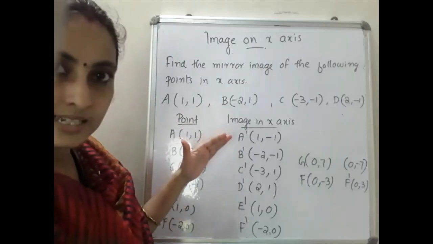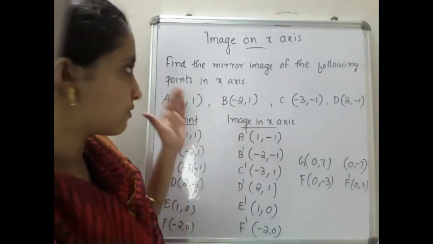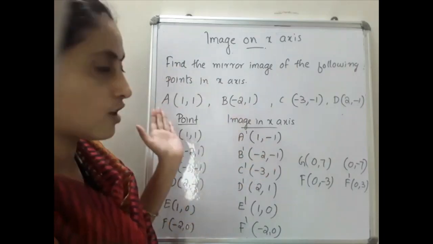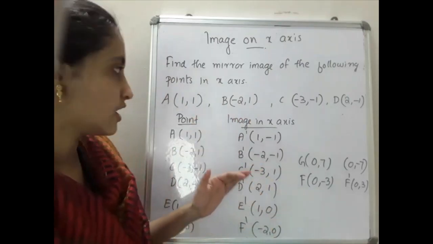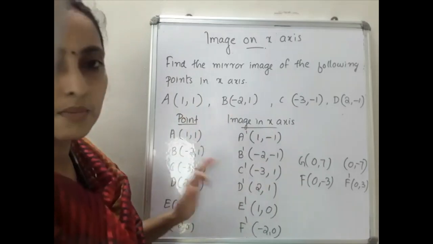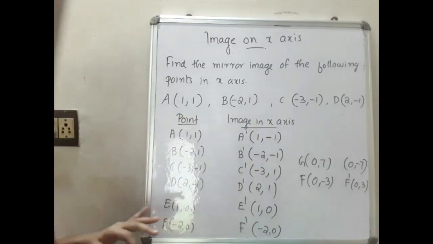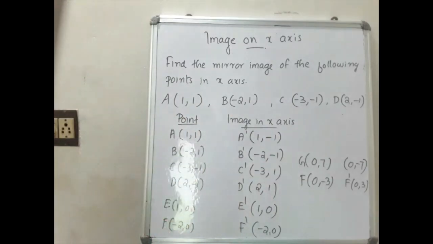Okay. Hope you clear this, the image in x-axis. Then one more is there. Find the mirror image of the following points in y-axis. That also you have to be clear. Okay, so please write down this. Form the table and write down. Okay, so we'll move to the next question.